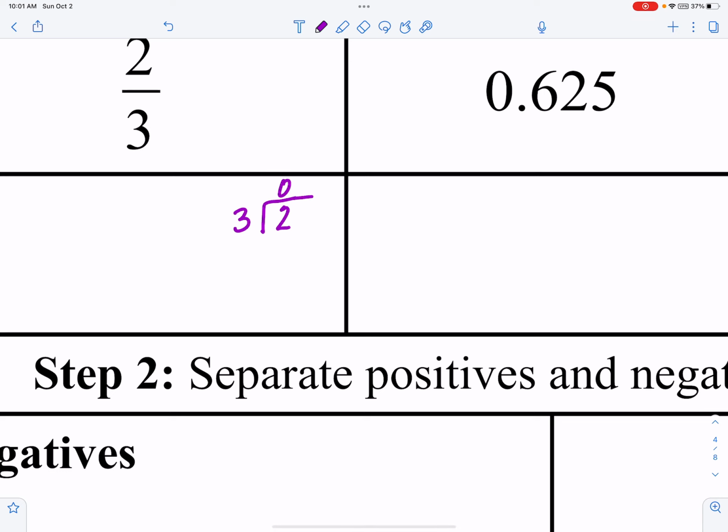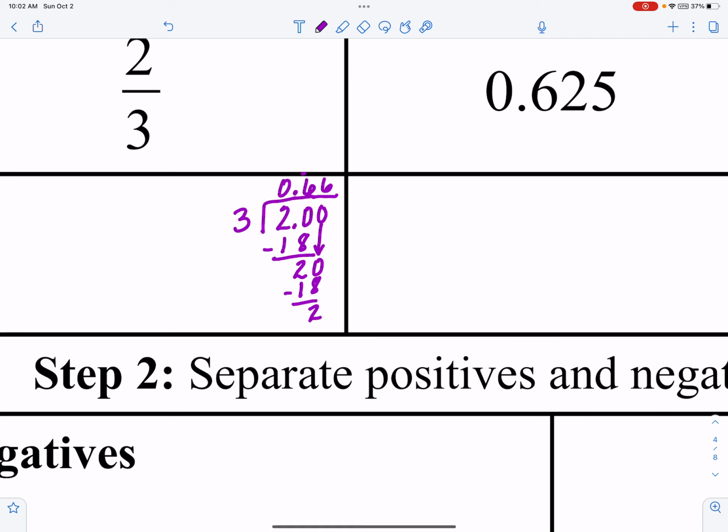I know 3 times nothing gets me close to there, so we put our decimal point and put on another 0. 3 times 7 is 21, so that's a little too high. So 3 times 6 is 18. And then we subtract, and we have 2 left over. Okay, we're going to bring down another 0, and I end up with another 20 again. So you can see how this is going to go. 3 times 6 is 18, subtract, and I end up with a 2, and so on.